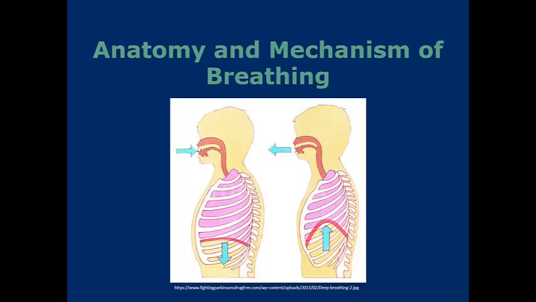Breathing relies on negative pressure gradients, which is controlled by the diaphragm. As the diaphragm contracts, it's going to expand the chest and rib cage. This expansion is going to create a negative pressure gradient, pushing air into your lungs. When you exhale, the diaphragm is going to relax, shrinking the size of your rib cage and pushing air out.